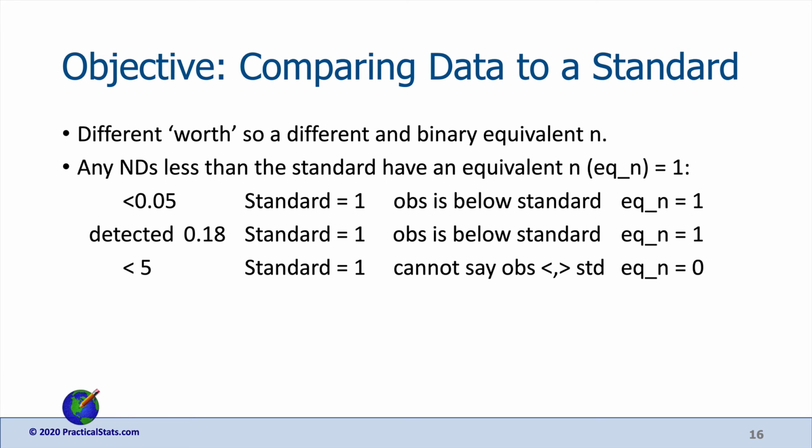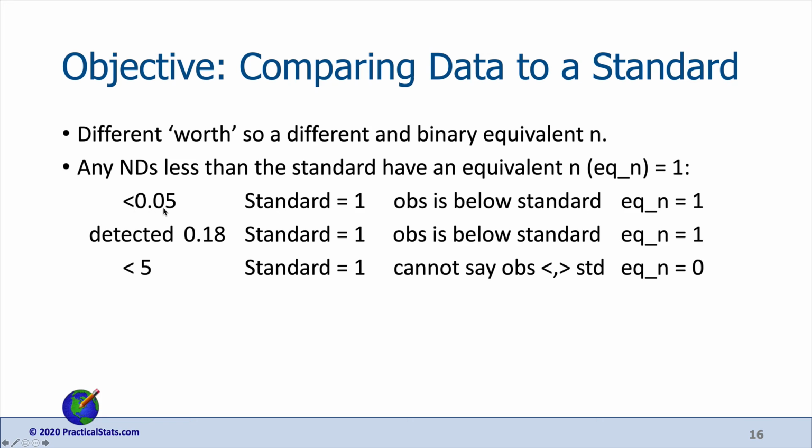So the worth of a censored observation depends on the question you're asking. If you're asking a fairly simple question, then censored data can often answer that question more easily. For example, if you're comparing data to a standard, that's an either-or situation. It's either below the standard or it's above the standard. So the censored data have a different worth, and it's a binary worth. In other words, it's going to be either 0 or 1.